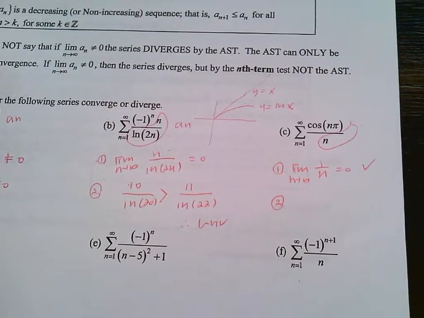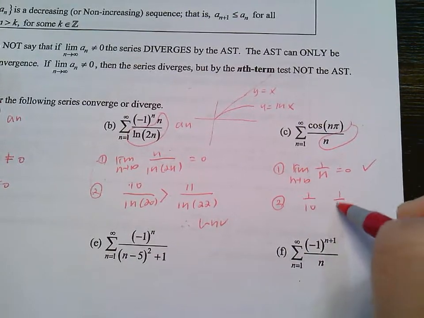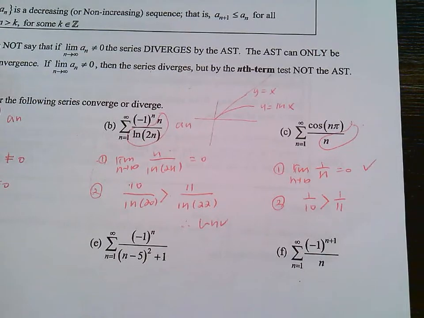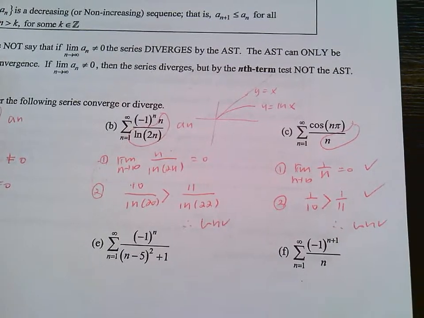Number 2, I'm going to choose two consecutive terms, which are 1 over 10 and 1 over 11. We know this one is greater than the next term, right? So this condition is also satisfied, and we know this one converges.